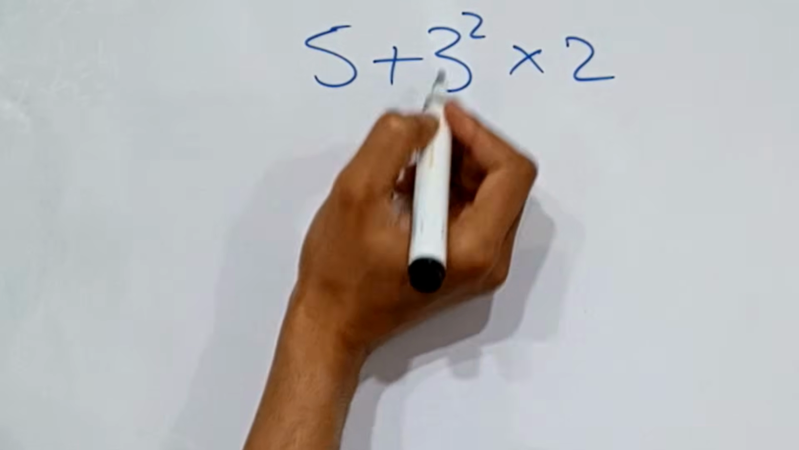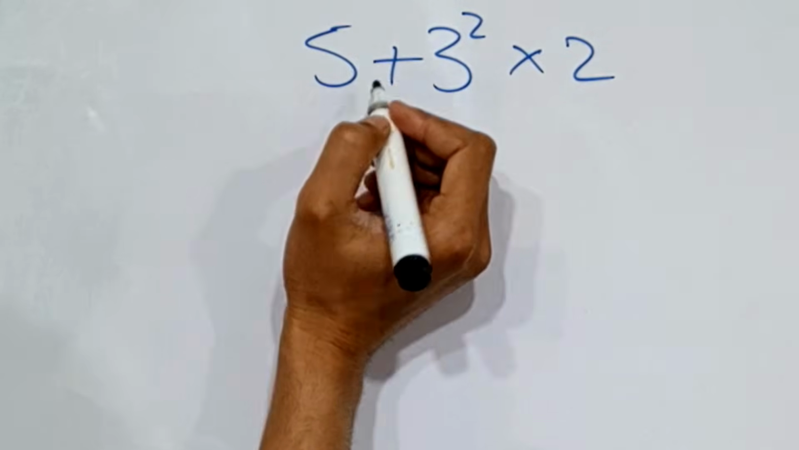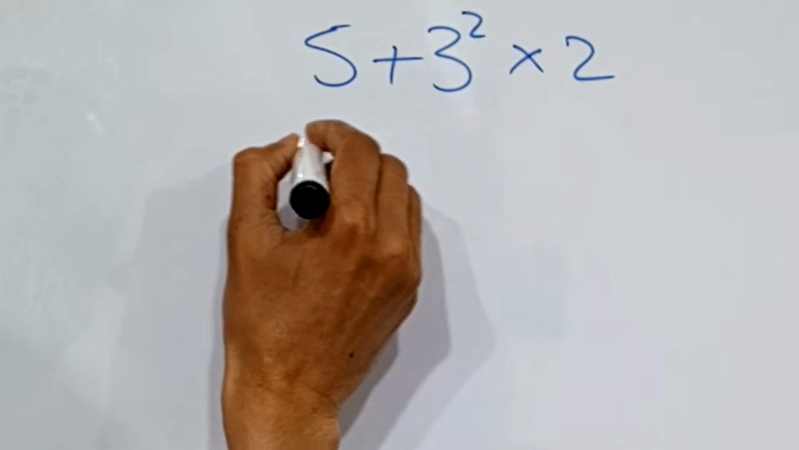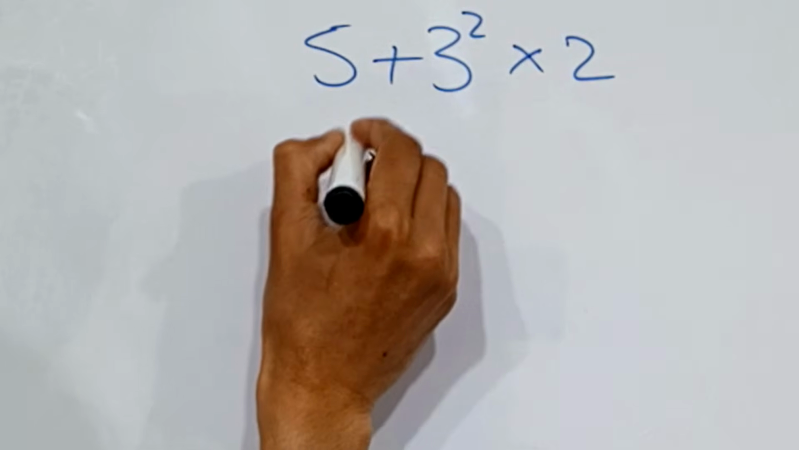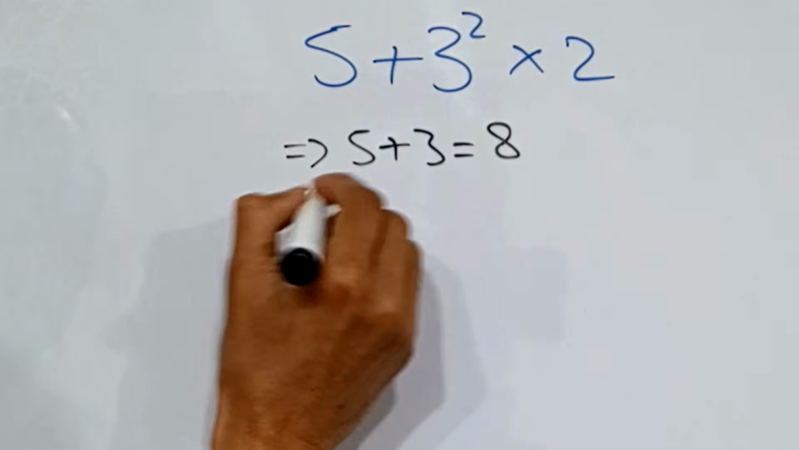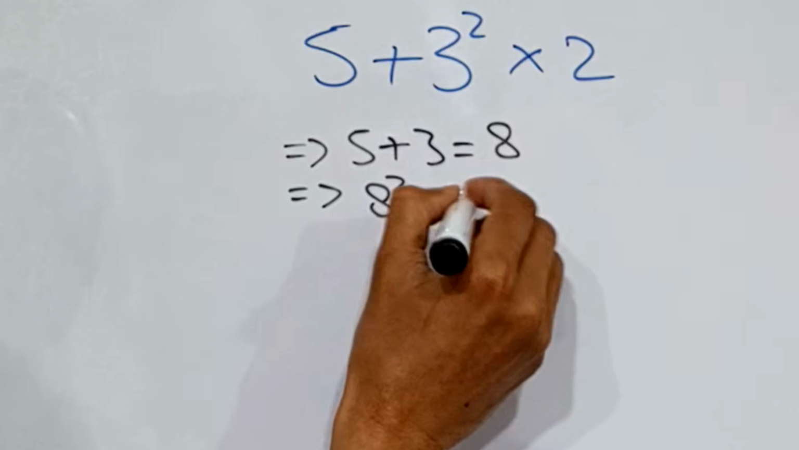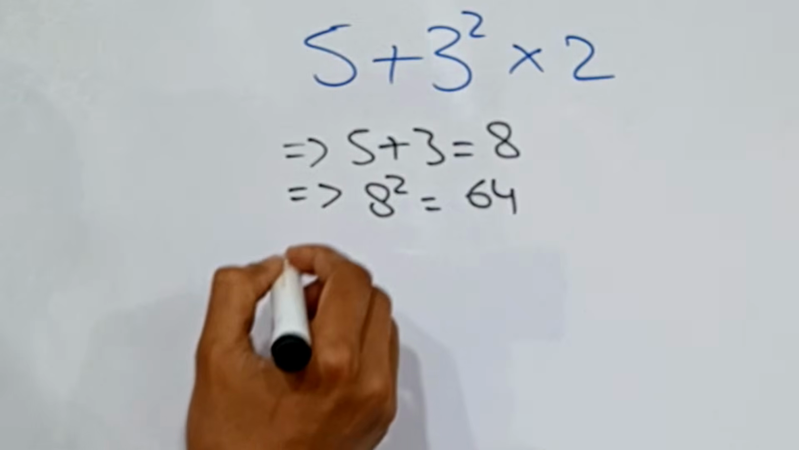Guys, we have 5 plus 3 squared times 2. If we add before the exponent, 5 plus 3 equals 8, right? Now 8 squared equals 8 times 8 equals 64.